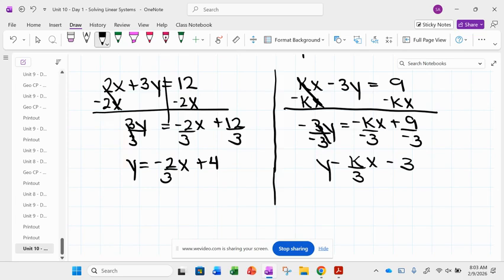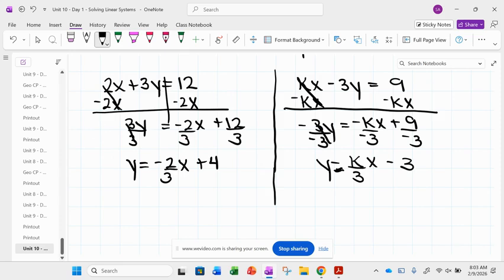And now we want this to be a consistent system. In order to be a consistent system, they either need one solution or all solutions. Is there any way this is ever going to be all solutions where they're the same exact line? There's no way it's going to be the same exact line because their y-intercepts are different. So that brings us to just wanting to have one solution.